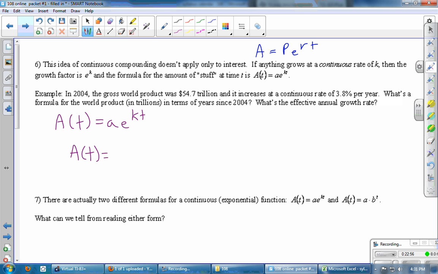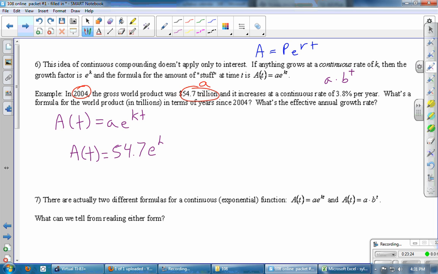Okay, it used to be P for principal. A is the same A from A times b to the t. A is the initial amount. And if initial means years since 2004, then we have a gift right there. In 2004, the initial amount was 54.7 trillion. That's A. So I will write 54.7. We'll assume everything here is in trillions.